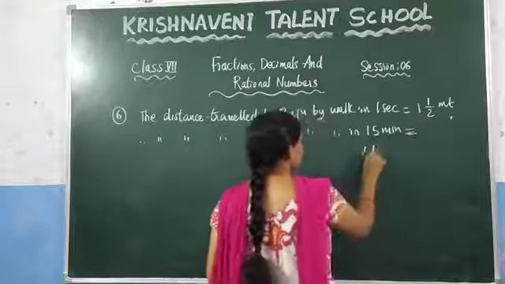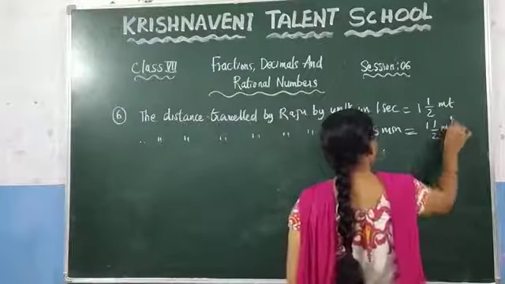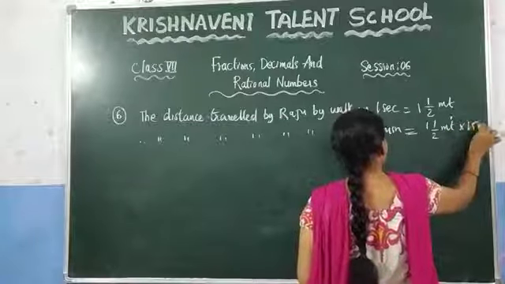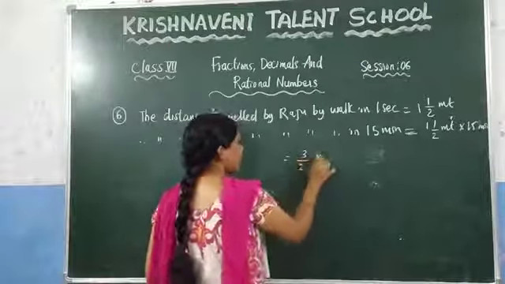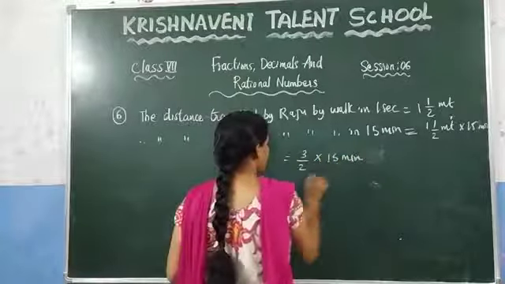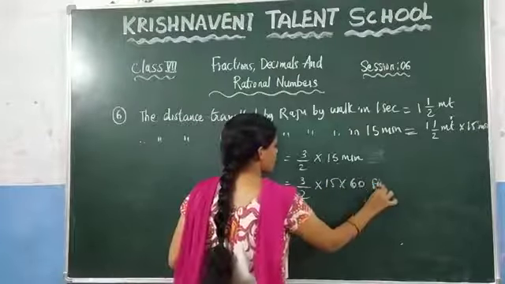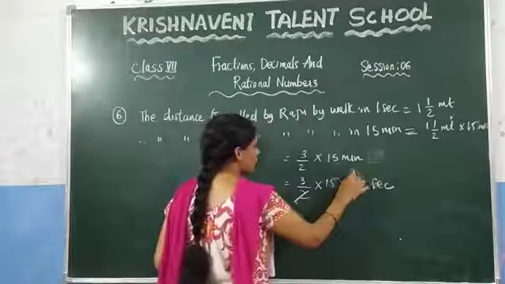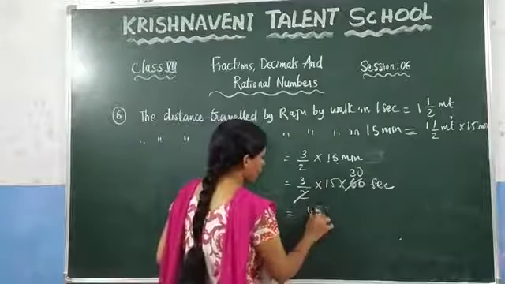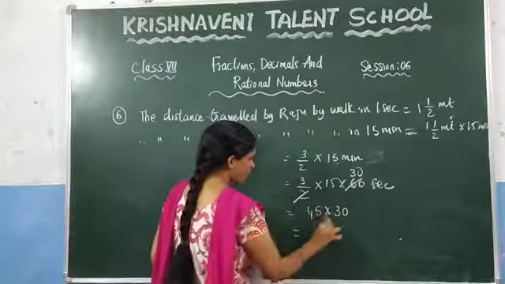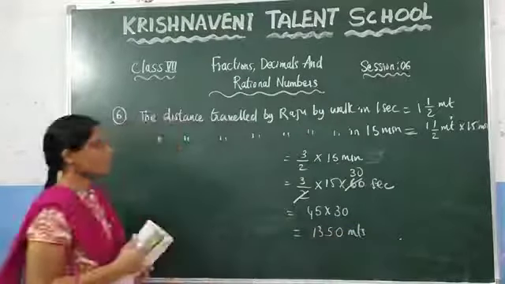So what we need to do? You just need to find this one. How much will you get? 1 by 2 meters into 15 minutes. Right? So how much will you get here? Which is 3 by 2 into 15 minutes. But you need to convert these minutes into seconds. So write it as into 60 seconds. Right? After that this one will get cancelled. Just now we calculated what you got, which is again 45 into 30. So 5 is 15, which is 1350 meters. This is the problem they have given.